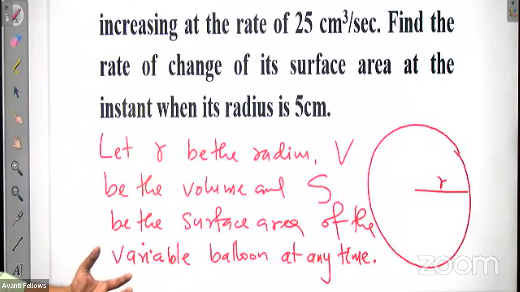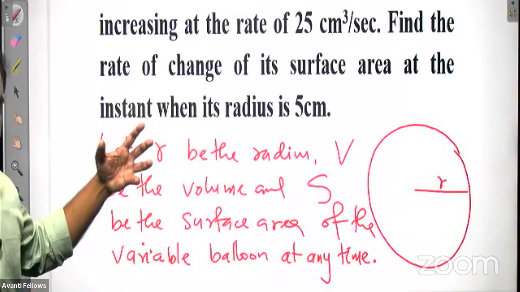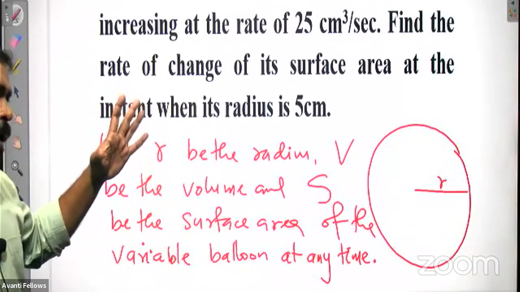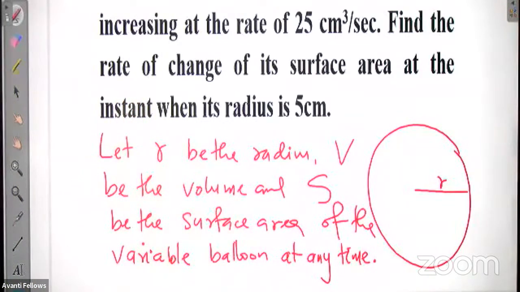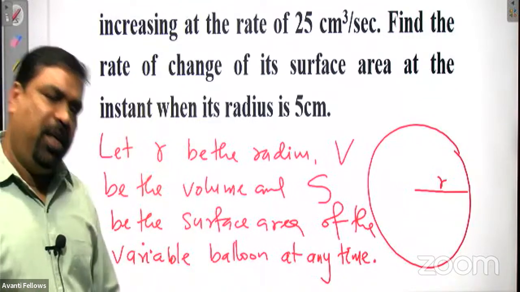At any instant, the balloon is always spherical. The volume may be increasing, but it is always spherical only. So R be the radius, V be the volume, and S be the surface area of the variable balloon at any time.